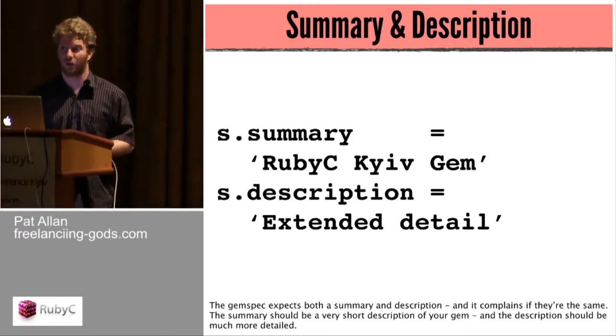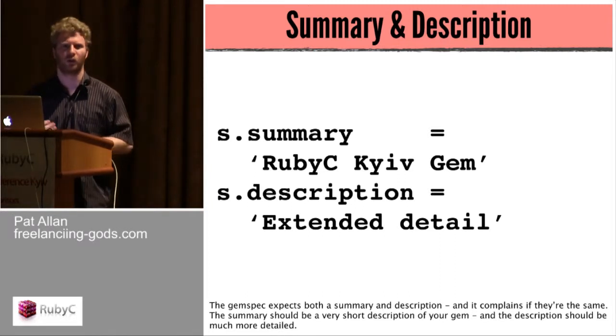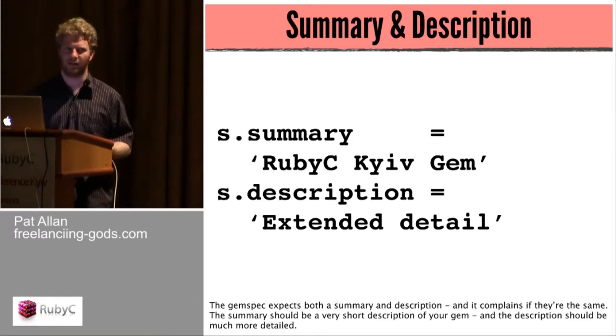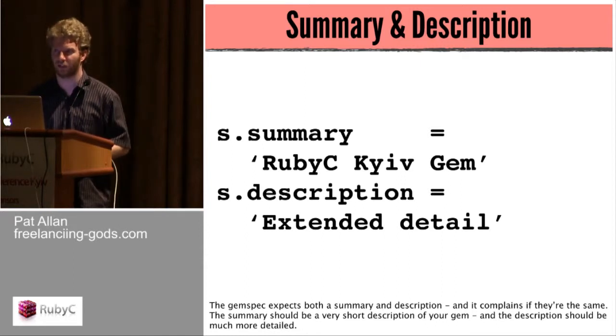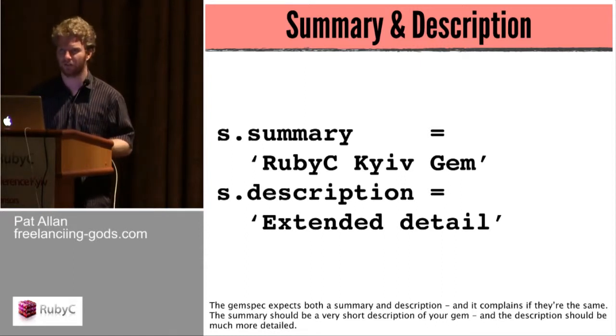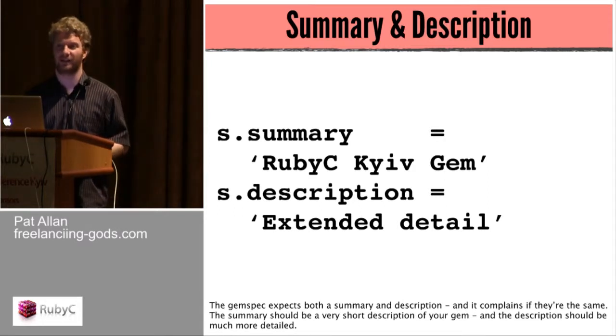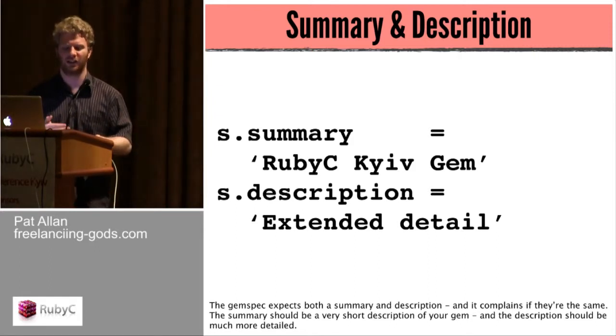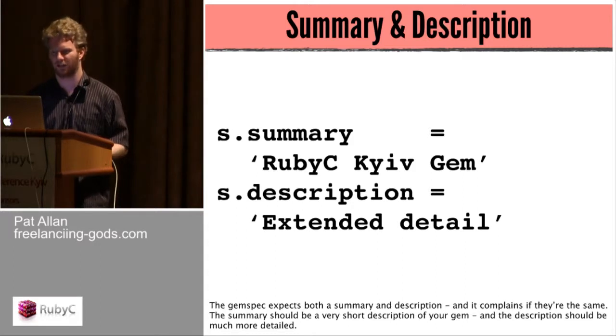A summary is a really short description of the gem, so maybe 5 or 6 words, something like that. A description is much longer, so you could write a paragraph or two about what your gem does and how it works. If you don't fill either of these out, then you will get warnings when you try to publish your gem. Not errors, just warnings. If you make them exactly the same, you'll also get a warning. So it's worth putting in the extra bit of effort at the start and just distinguishing the two different pieces of detail.